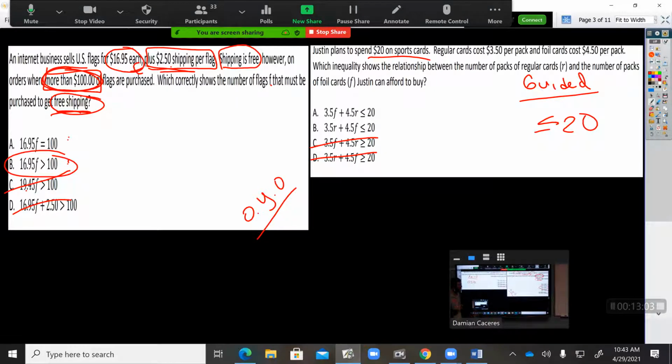By the way, here's a hint. How the symbol faces the variable tells you less than or greater than. If it's closed to where the variables are, it's less than. If it's open to where the variables are, it's greater than.